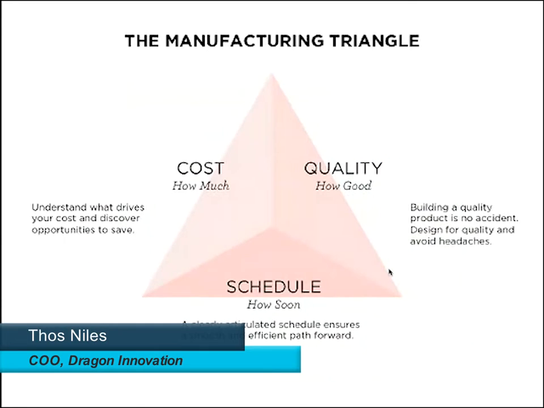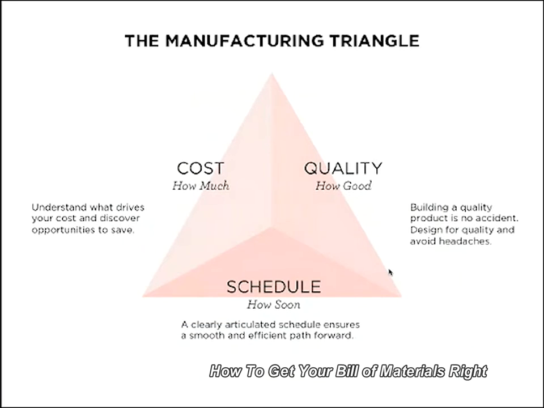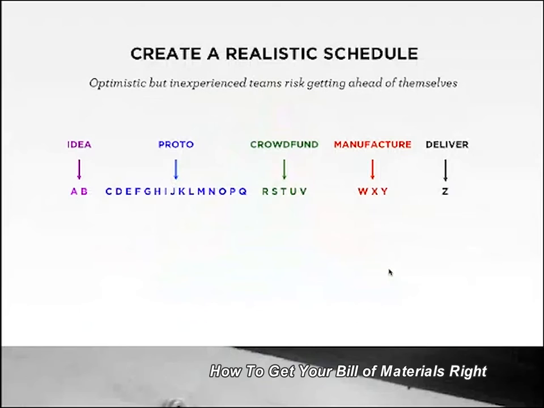The way we look at the world is through the lens of cost, quality, and schedule. And none of these things happen by accident. They all need to be managed. And as the saying goes, you can't manage what you don't measure. So what I'm going to talk about today is some methods to do that.